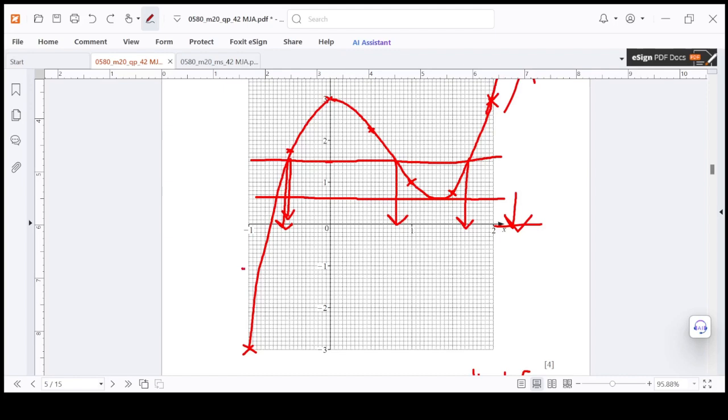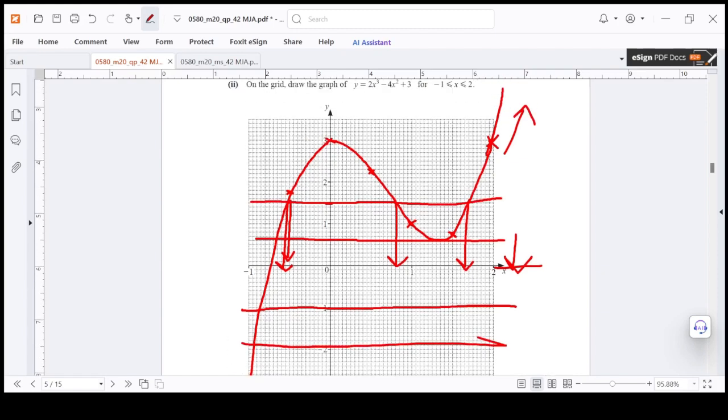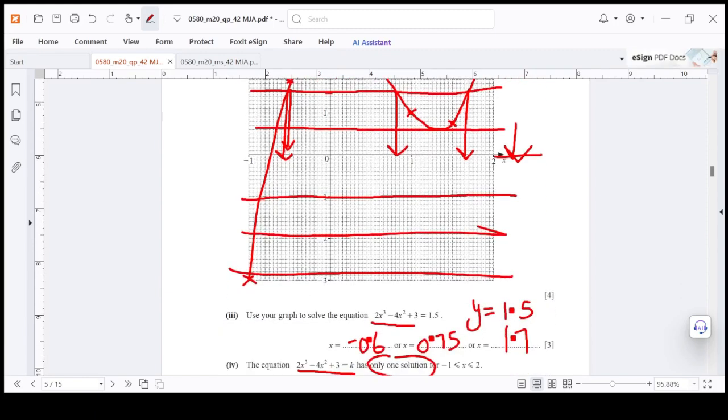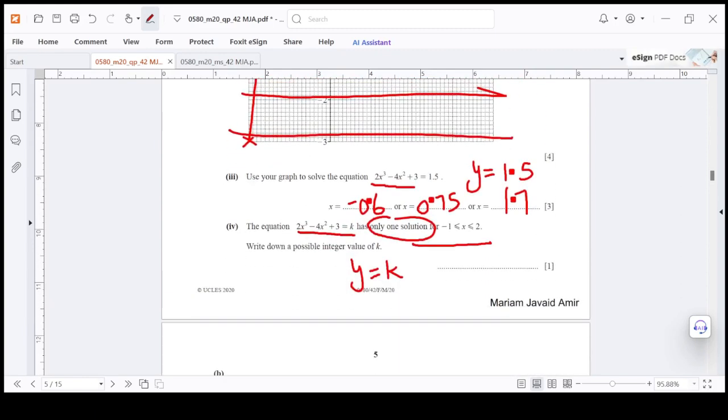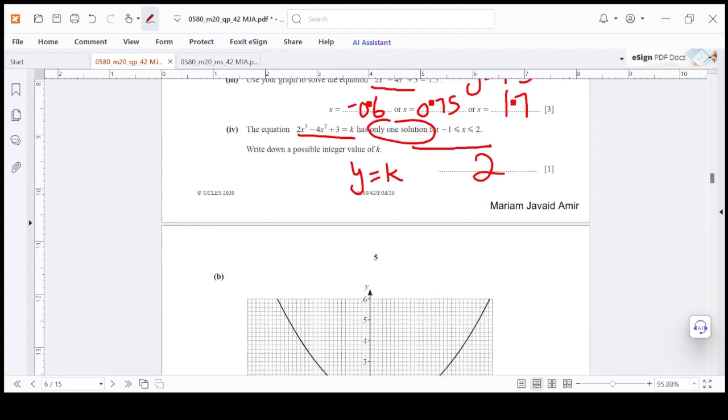Okay, so if I draw a line over here at 1, then there's 1 point of intersection. So 1 is a good enough answer, or 2, or 3, or even 4. If you draw a line out of the graph, that would also cut the graph at 1 point. So write 1, 2, 3, any one of these. So let's write 2.